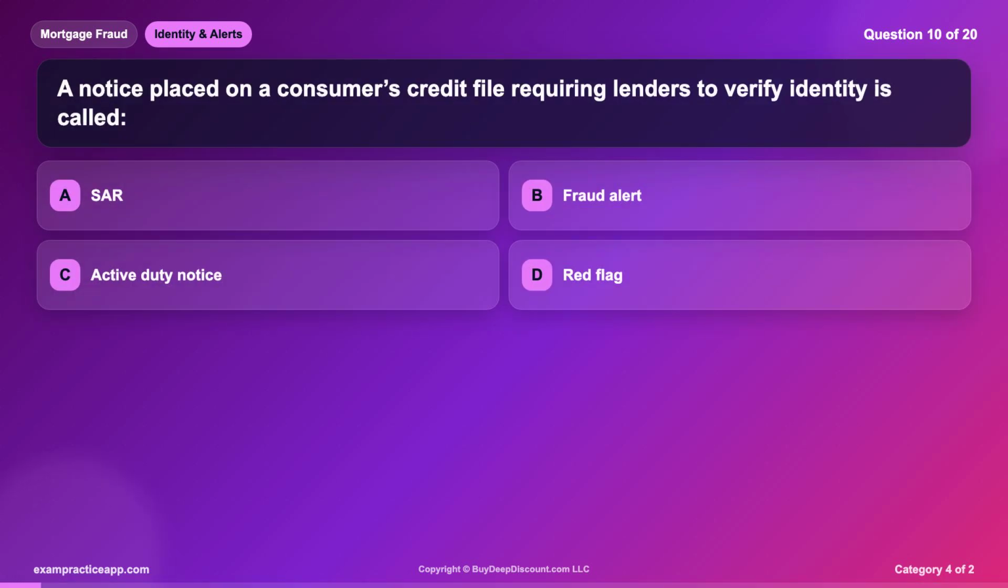Question 10. A notice placed on a consumer's credit file requiring lenders to verify identity is called: option A, SAR; option B, fraud alert; option C, active duty notice; option D, red flag. Take a moment to choose your answer. The correct answer is option B, fraud alert. Explanation: A fraud alert requires creditors to take extra steps to confirm identity before extending credit.